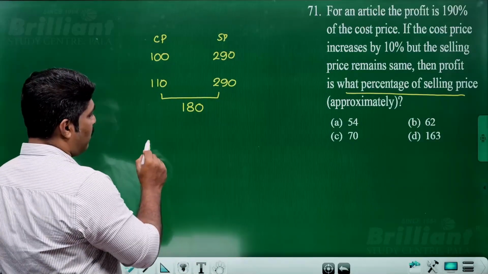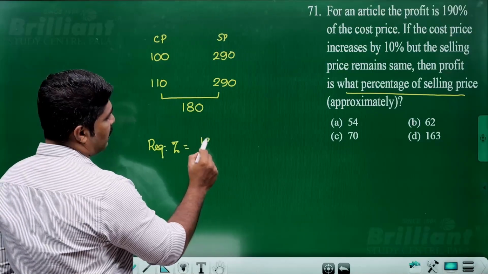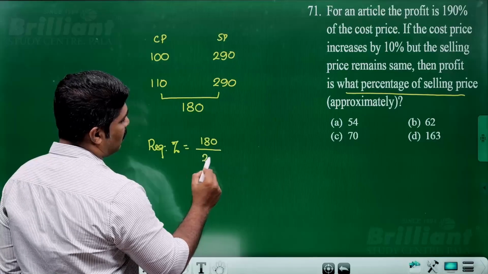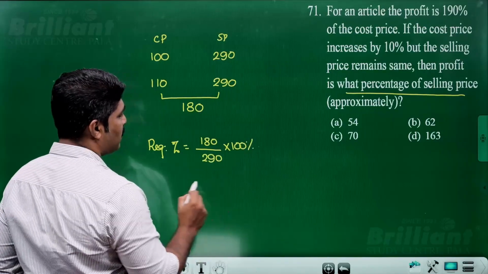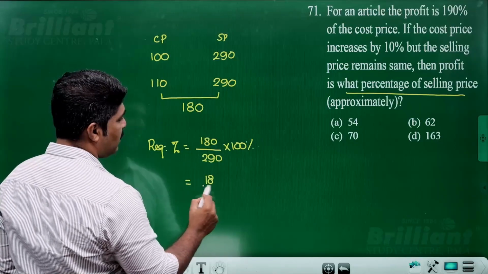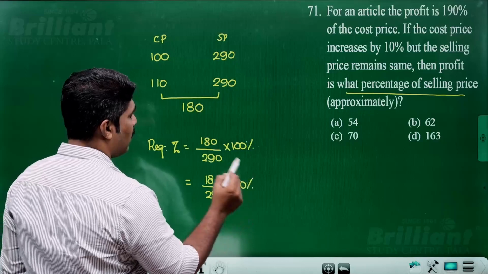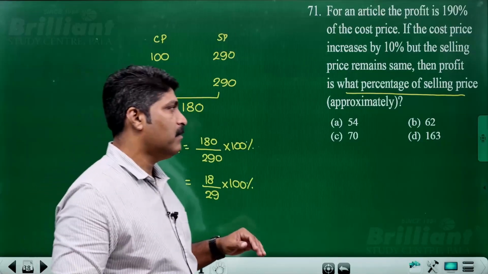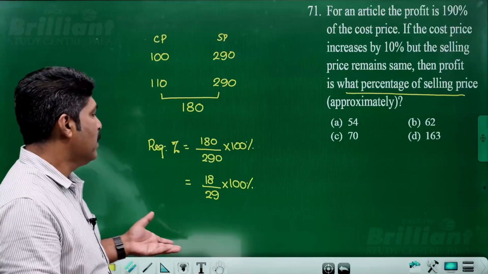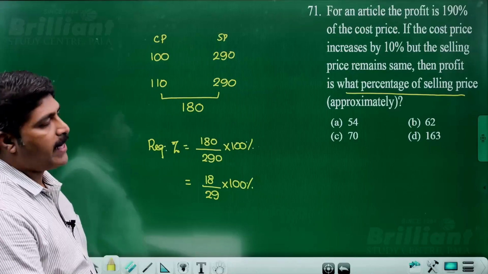So therefore, our required percentage: this profit is what percent of the selling price. Or this is 18 by 29 into 100%. How can we simplify it? Look at the options, whether there are any convenient figures. So you can take the nearest values. Based on the nearest values, we can catch the answer.